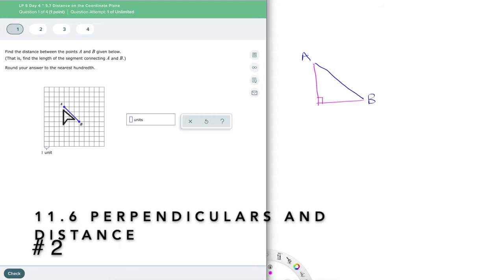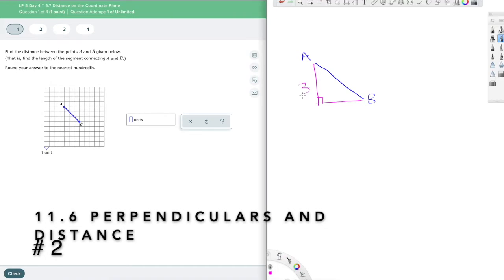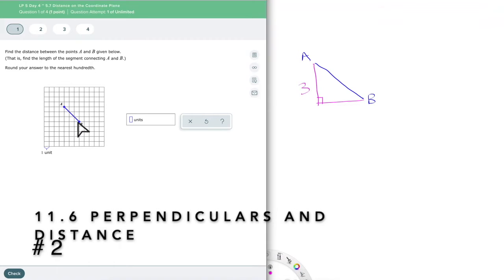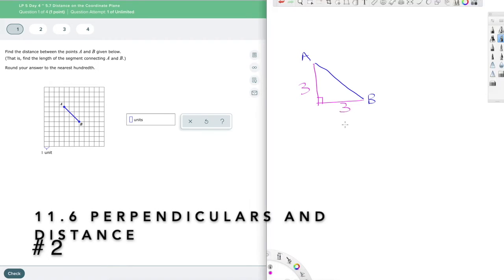So what I want to do is count: 1, 2, 3. So this is 3, and then this one is 1, 2, 3 also. So they both have a length of 3. If we go back to the Pythagorean theorem, we have a right triangle, A, B, C. Remember, A and B are the legs that make up the 90-degree angle. C is the side across from the 90 degrees, which we call the hypotenuse. That's the longest side.